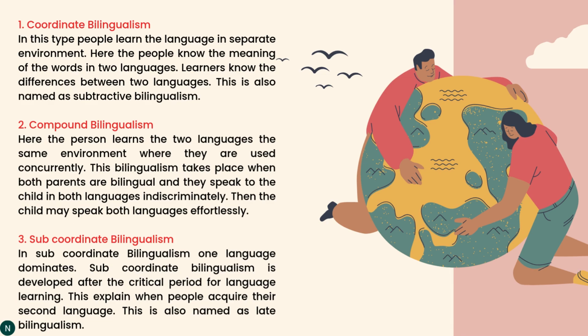Last one is subcoordinate bilingualism. In subcoordinate bilingualism, one language dominates. Subcoordinate bilingualism is developed after the critical period for language learning. This explains when people acquire their second language. This is also named as late bilingualism.